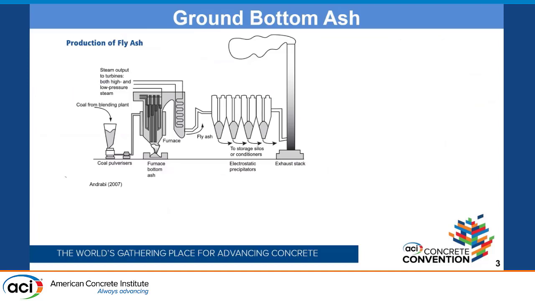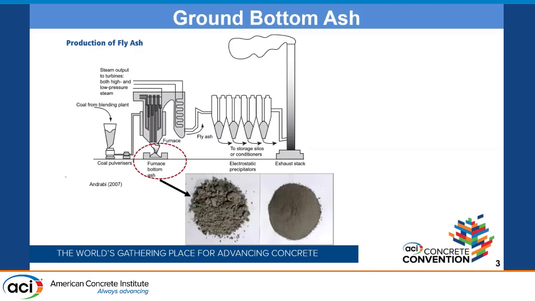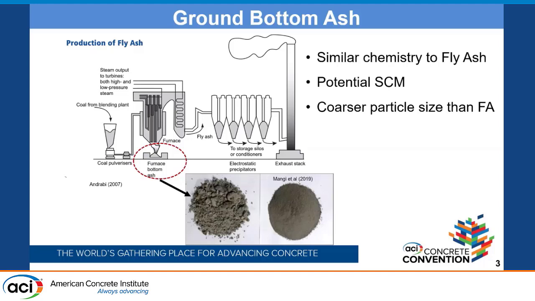So let's look at what these bottom ashes are. Bottom ashes and fly ashes are both byproducts of coal combustion in thermal power plants. These bottom ashes are collected at the bottom of the furnace, whereas fly ashes are collected through electrostatic precipitators. They are similar in chemistry, but the exception is that bottom ashes are much coarser in size. When they're ground to a finer size, they become reactive and possess all the properties of a potential SCM.